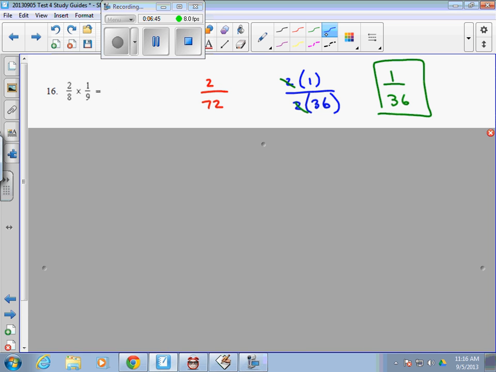Multiply straight across for fractions. 2 times 1 is 2. 8 times 9 is 72. The number 2 goes into both. 2 times 1 and 2 times 36. Cancel out 2 divided by 2. 1 over 36.